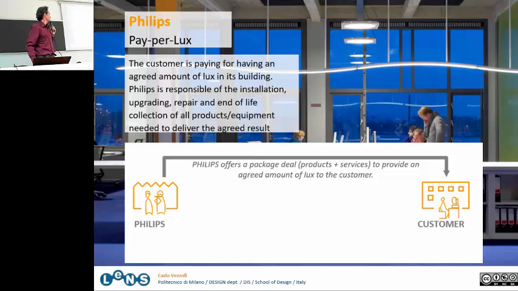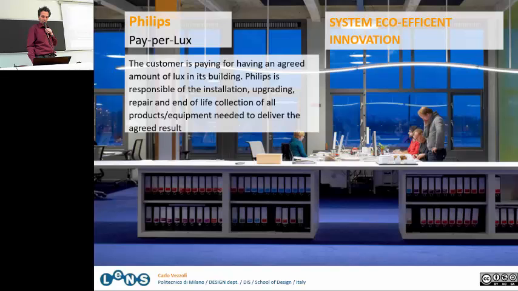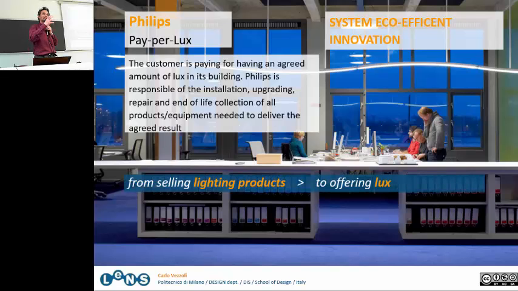So they are offering this package deal, product or services, to provide this agreed amount of lights per customer. The customer pays the package, and Philips offers the system, the installation, to maintain the lighting system, to upgrade and so on, and to collect it at the end of the line. So again, here we are moving in terms of business model from selling lighting product to offering the light that I need.